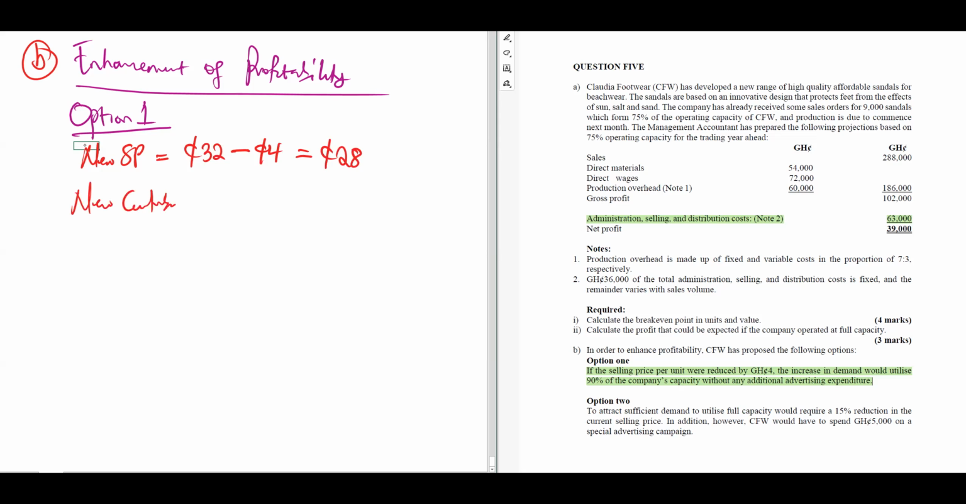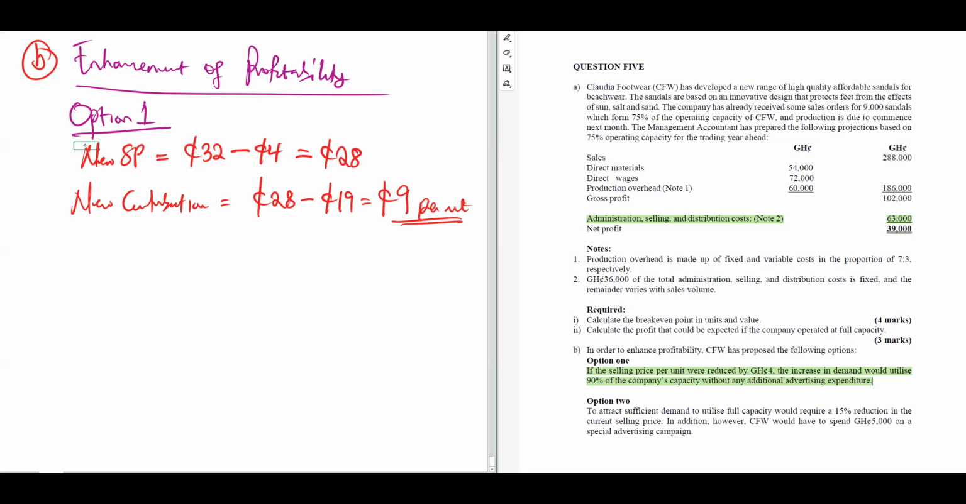You see how I do it? Always check whether it affects contribution. So now it's going to be 28 minus our variable cost, which was 19, right? So that means 28 minus 19. That means now our new contribution is going to be 9 cedis per unit. Do you all follow? Okay.